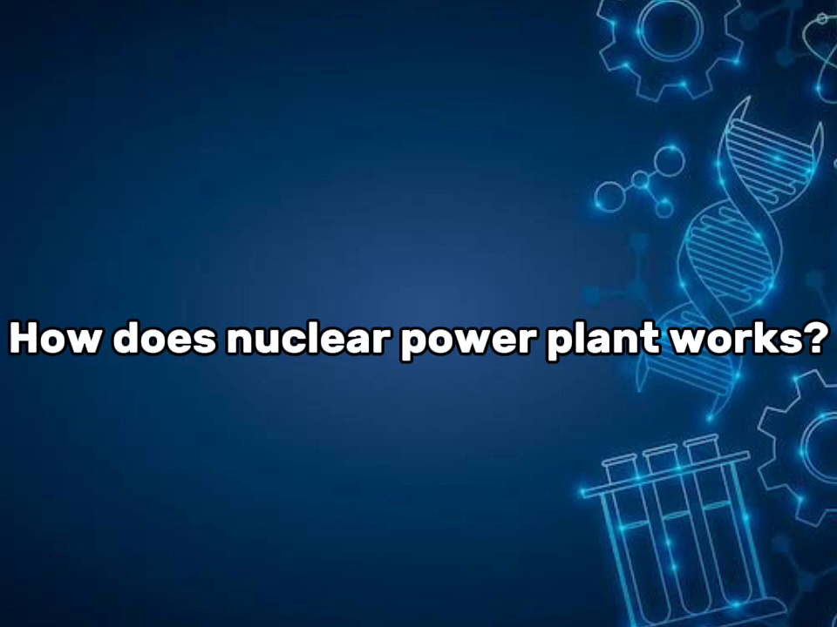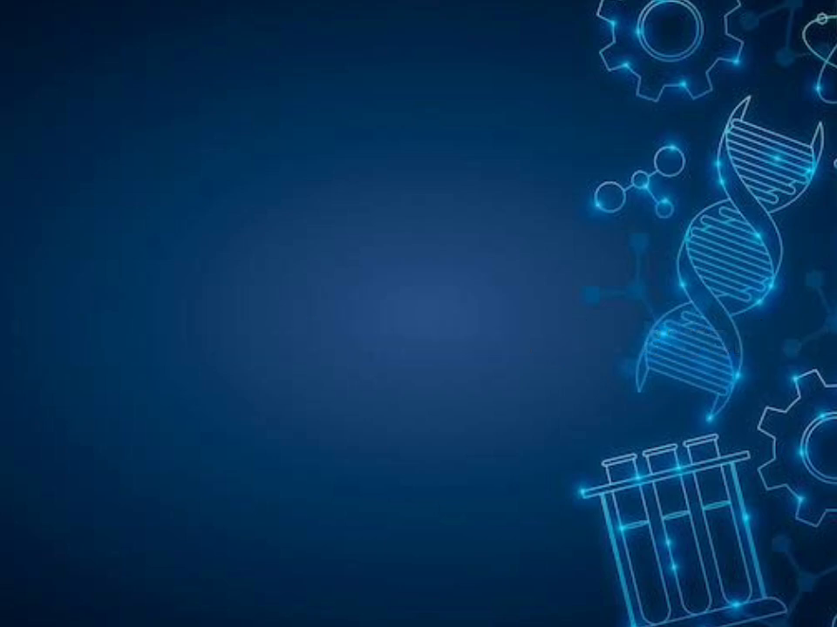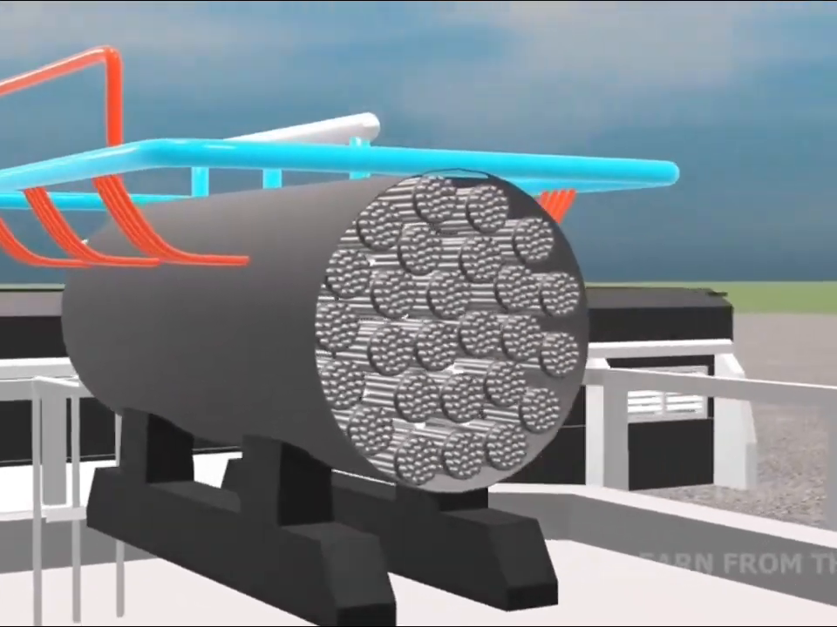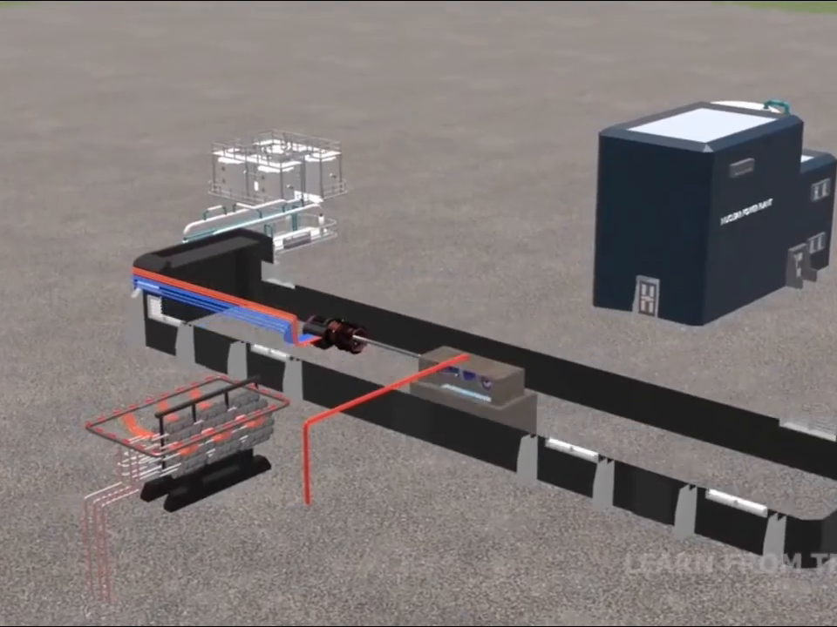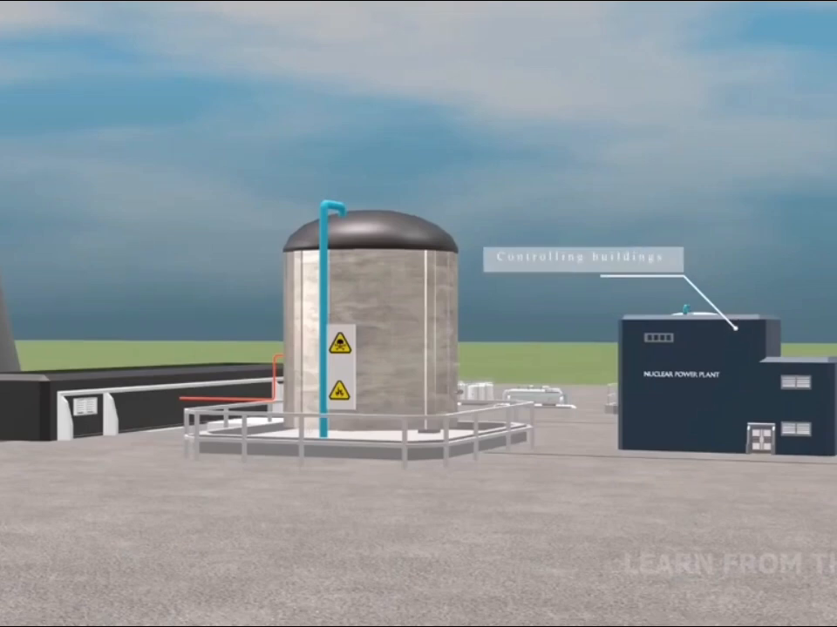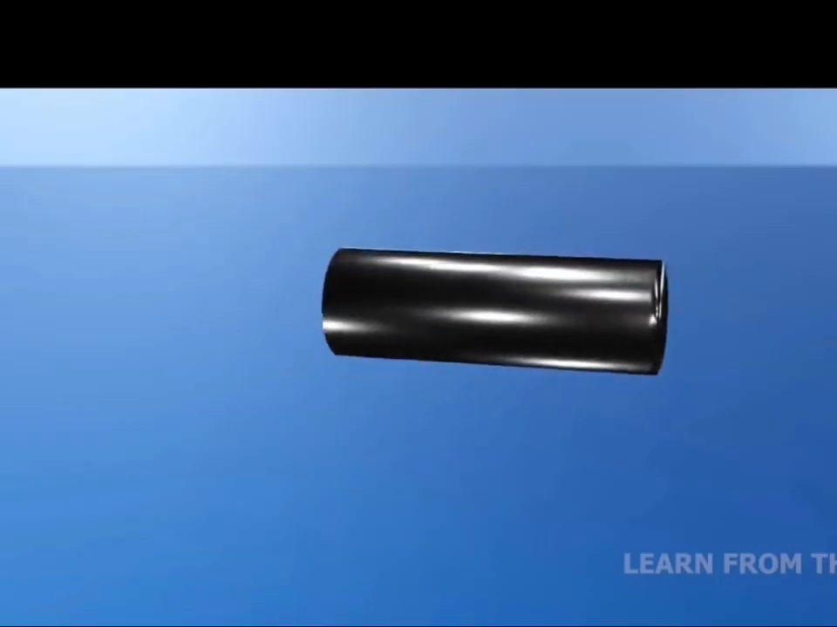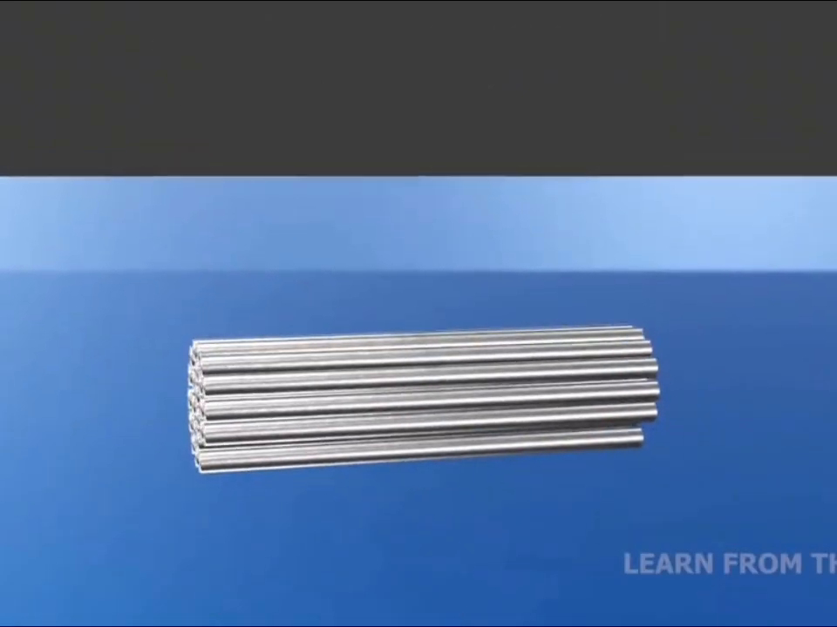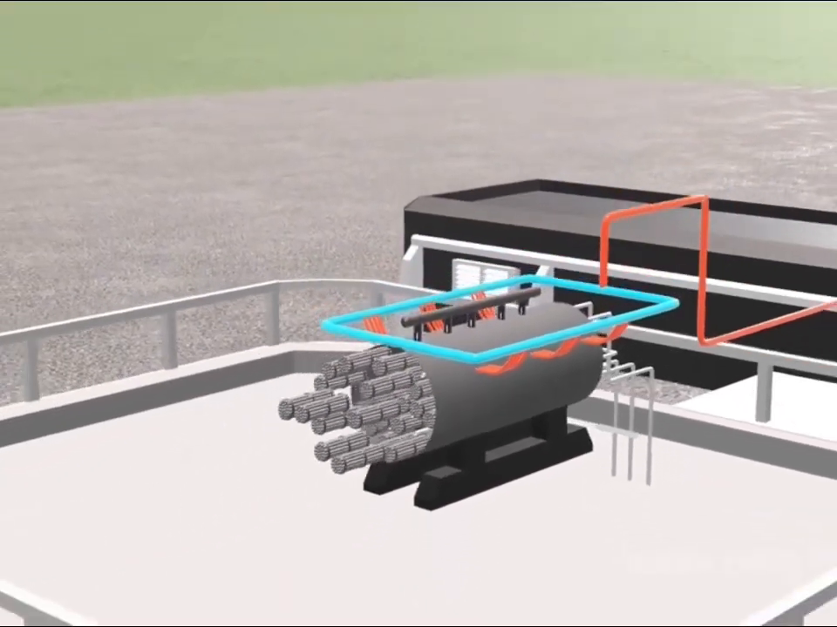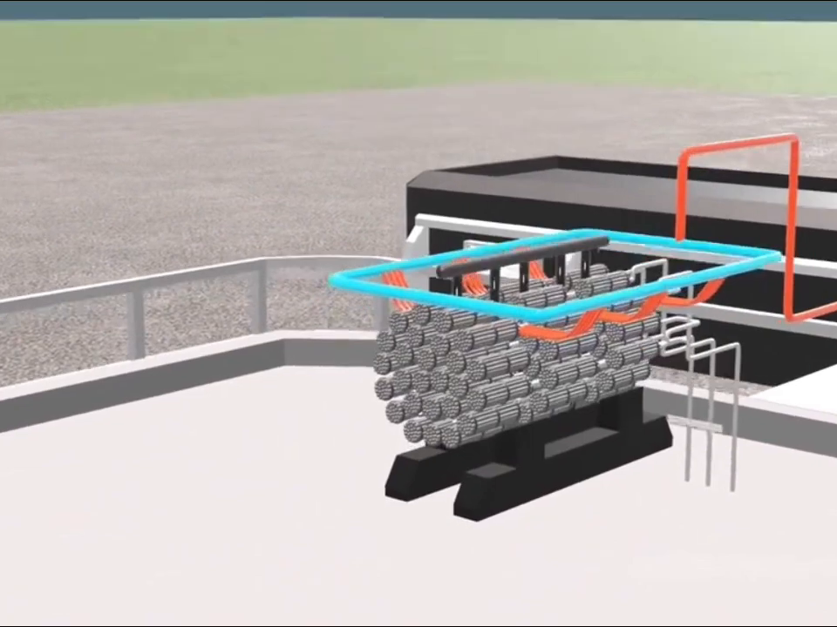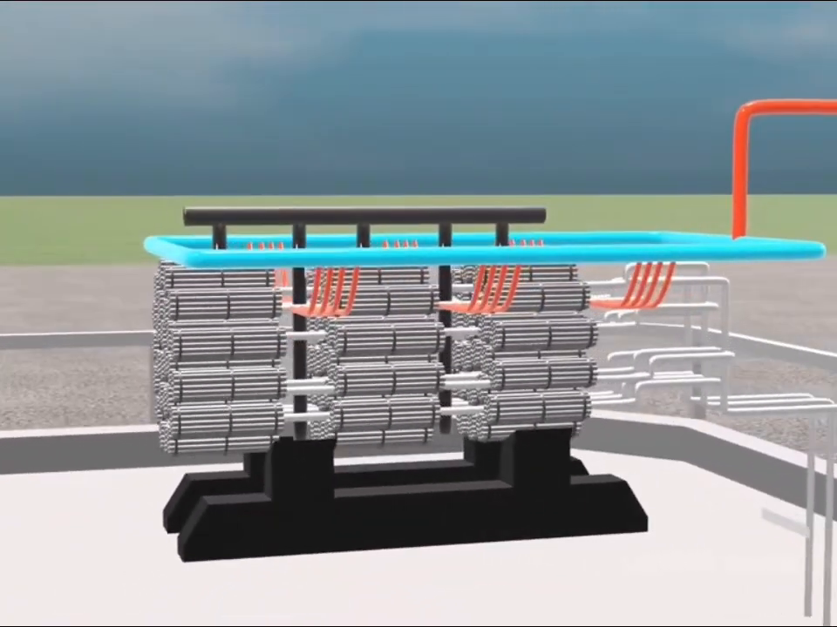How does a nuclear power plant work? A nuclear power plant works to a large extent like a conventional thermal power plant. Water is converted into steam, which drives a turbine connected to a generator. This generator converts mechanical energy to electrical energy. The only difference is that the heat which converts water into steam is produced by nuclear fission.